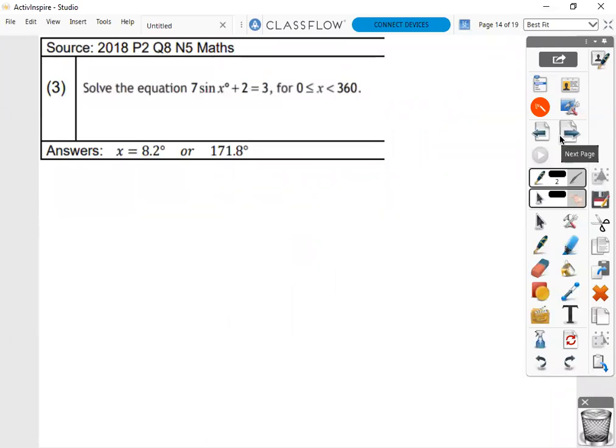Same again, this time the only difference is it says sin x. Same process. 7 sin x plus 2 equals 3. 7 sin x equals 3 minus 2. 7 sin x equals 1. Sin x equals 1/7. I wrote every single line out there, you might be able to miss some out. The important thing is though, I've got sin x and I've got a positive number.